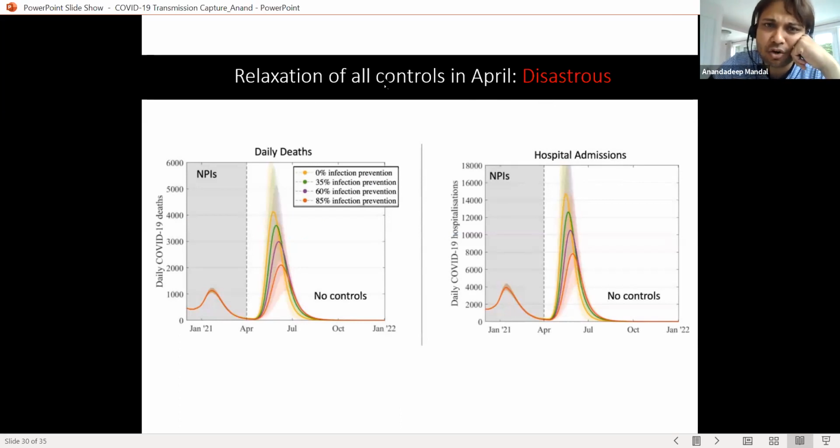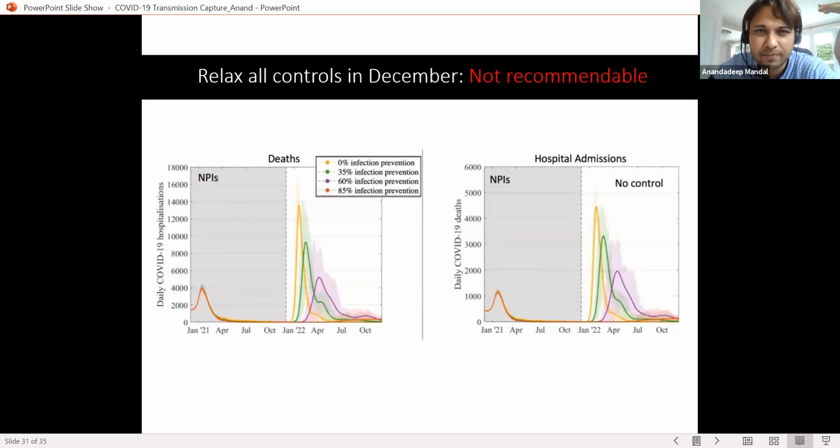See, relaxation of all controls in April. You leave all relaxations in April, disastrous. That is what we said. Why? See, NPIs means we are having lockdowns, no controls. See, third wave is already there. Hospital admissions, no controls. Can you imagine? This is not happening right now. Right now we are in June, right? NHS overwhelmed, shut down everything. So disastrous. So this is what we said, that you cannot lift everything in April. Just don't do it, please.